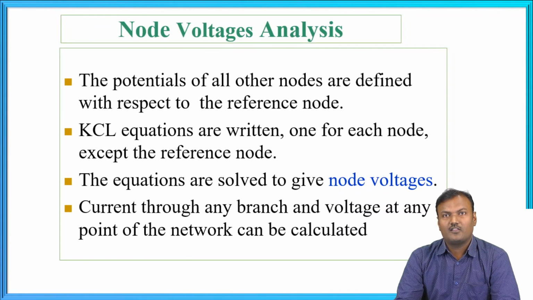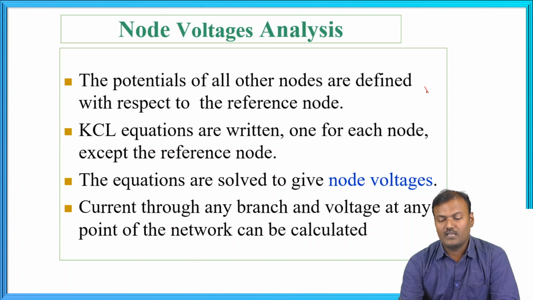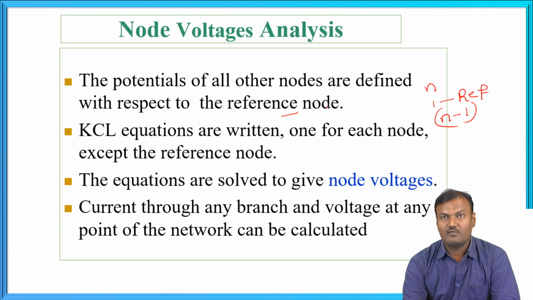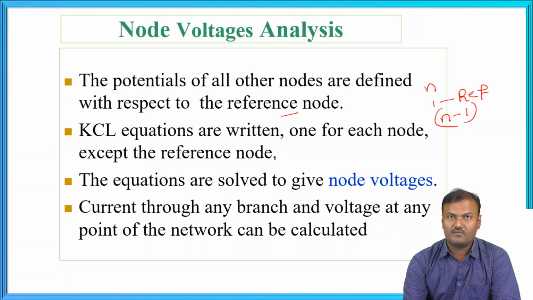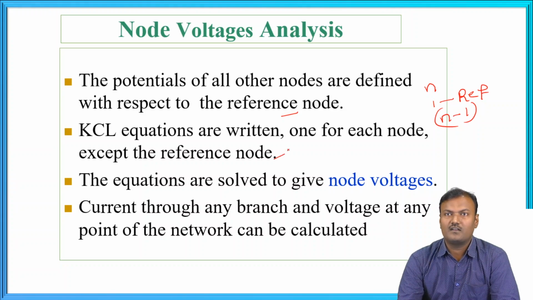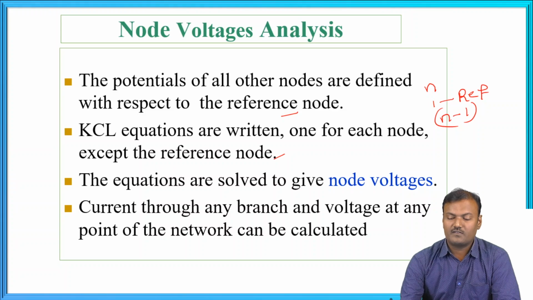Next is the potentials of all the other nodes. If we assume there are n nodes in a given circuit, one node is assumed to be the reference node. The remaining n minus 1 nodes are expressed with respect to the reference node. That is, potentials of all other nodes are defined with respect to the reference node. And for all the nodes, KCL equations are written except for the reference node.